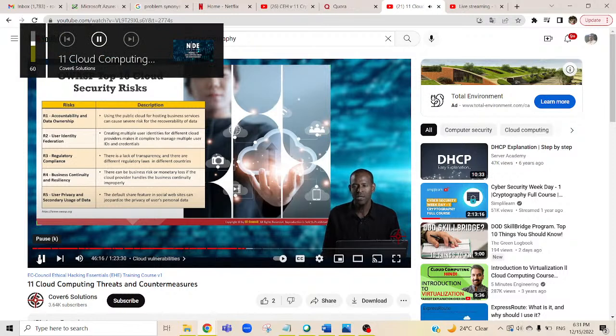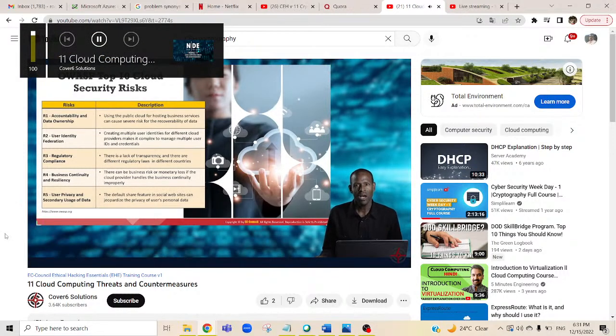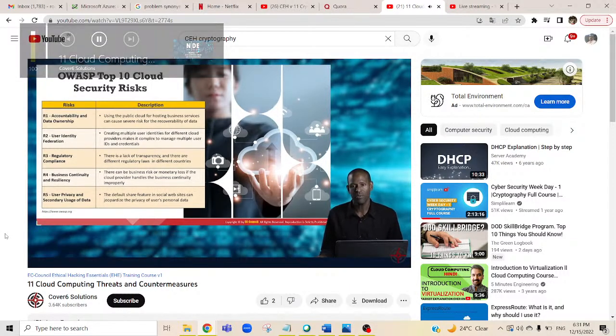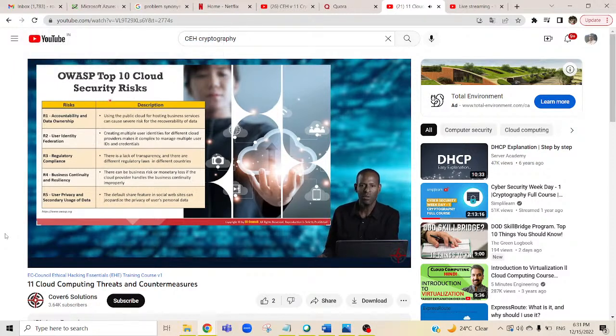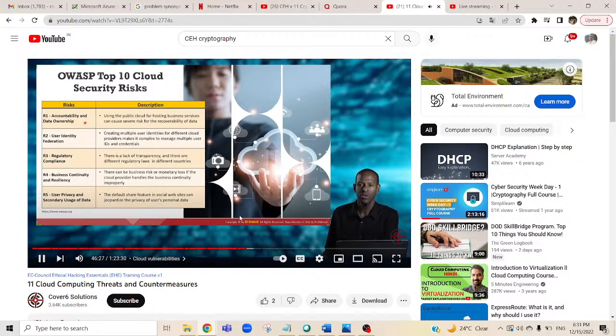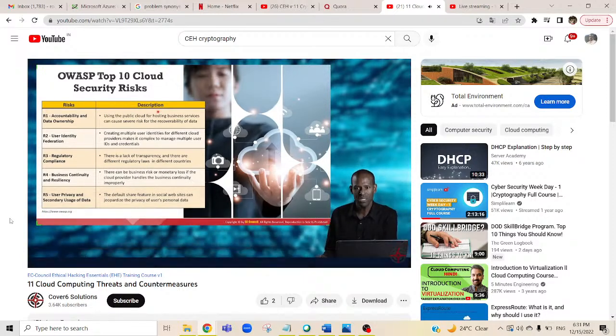There are quite a lot of risks and vulnerabilities to think about with the cloud. Number one is accountability and data ownership. Who owns the data? So you're using a public cloud, you're hosting your own business services. Whose data is it? So that's number one, a risk with data ownership.